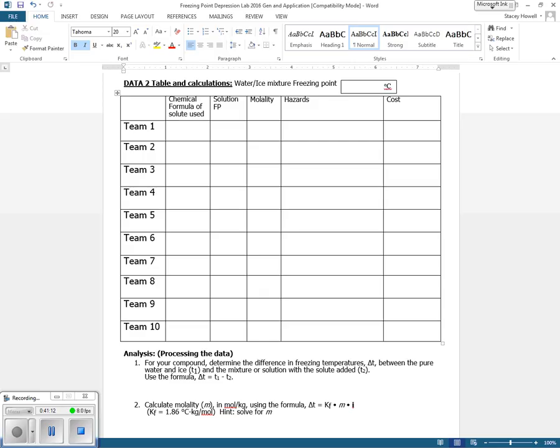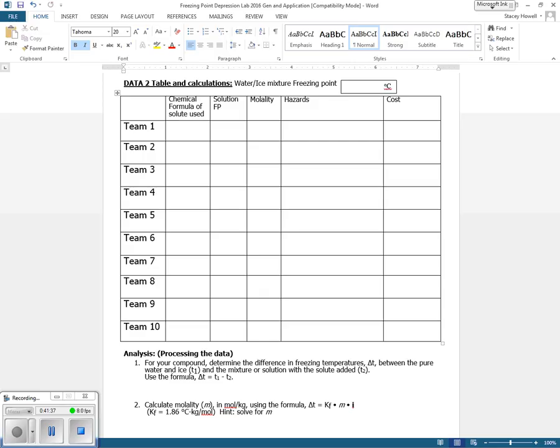You're going to tell me what chemical you used and what your solution freezing point was. Up here, you're going to put what your ice water freezing point was, the lowest temperature of the ice and the water by themselves. You're going to figure out the molality of the solution. And you're going to research what hazards this chemical has, because it might have a great freezing point, but it might be hazardous as heck, and I don't want to be around it.